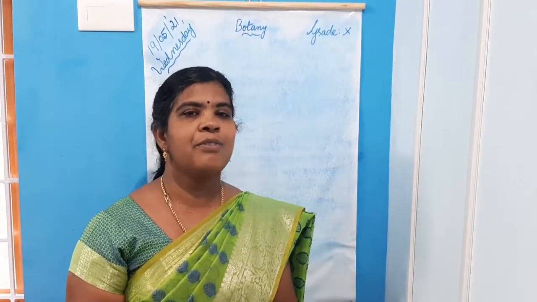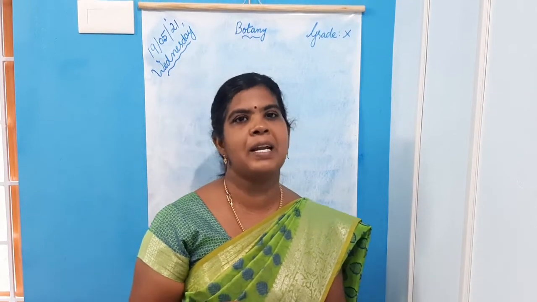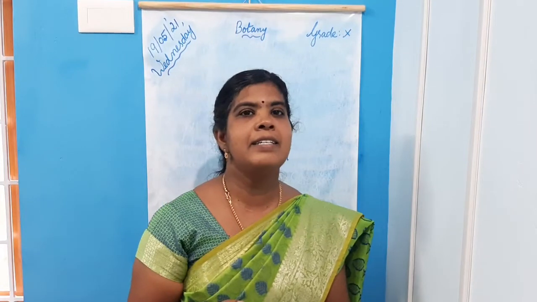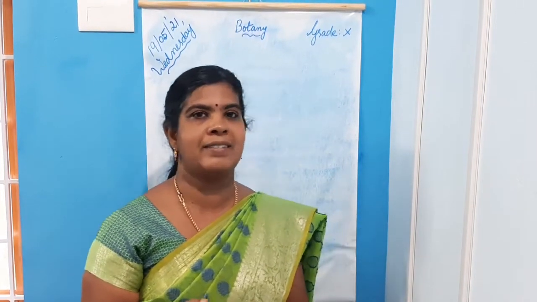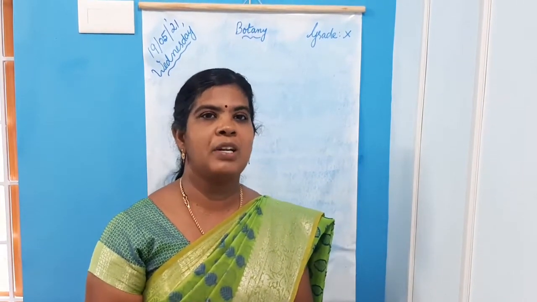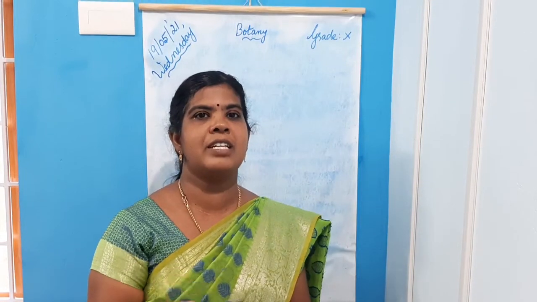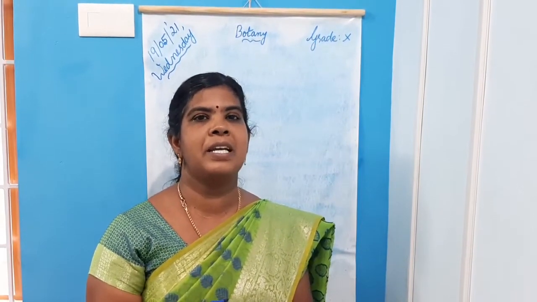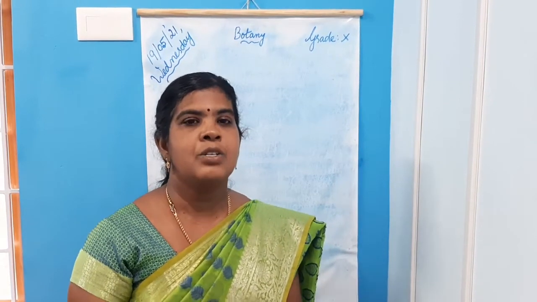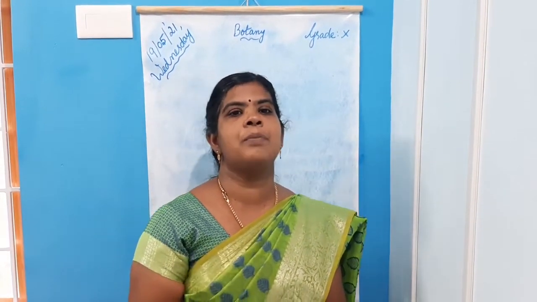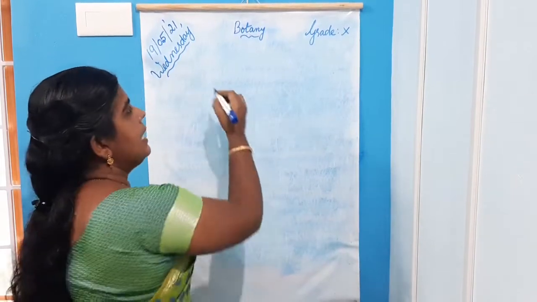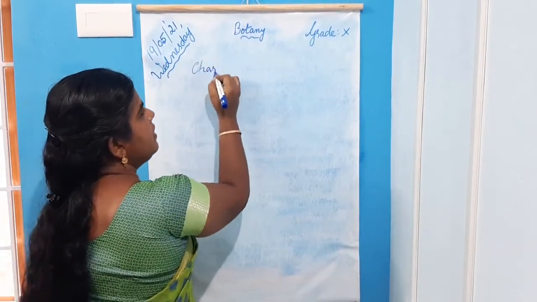What is plant physiology? The study of functional aspects of plants. What is plant anatomy? The study of internal structure of plants. What is plant morphology? The study of external structure of plants. And we learned about the parts of a typical flowering plant. Today, we are going to learn about the characteristics of living things.